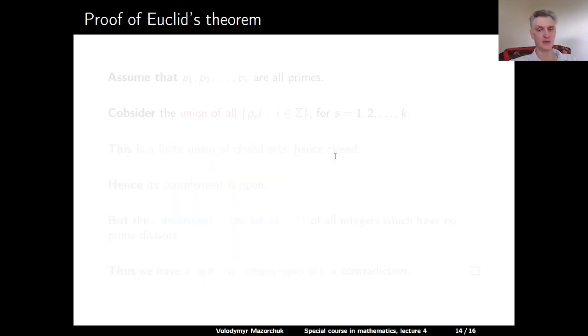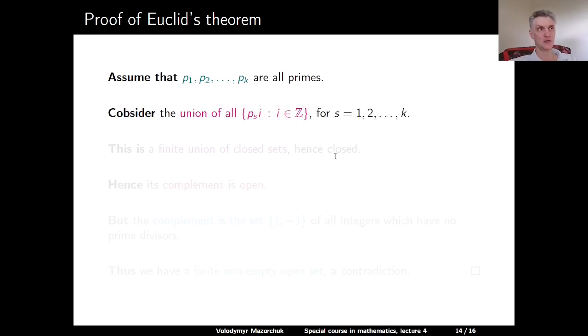Great. Now we are in the position to prove Euclid's theorem. Assume that we have only finitely many prime numbers, p1, p2, and so on, pk. Consider the following basic open sets in our topology: p_s times i, where i is in Z. So this is of the form 0 plus p_s times i. We have finitely many open sets, and each of them is closed. So this is a finite union of closed sets, so it is closed. Hence, its complement must be open.